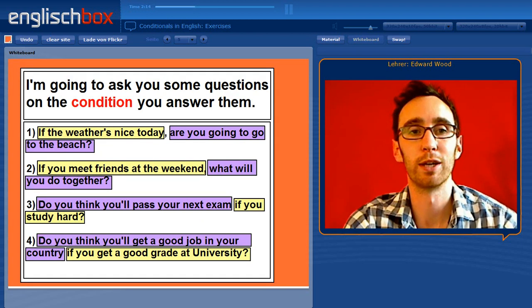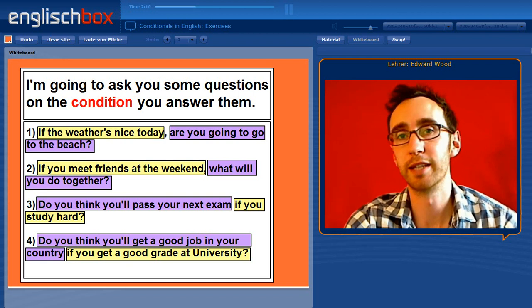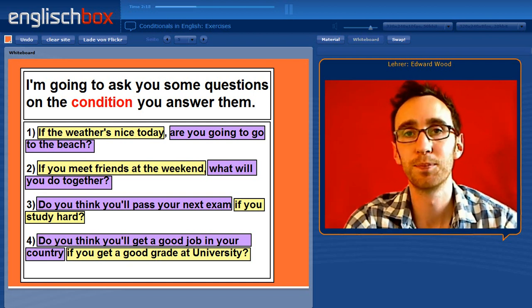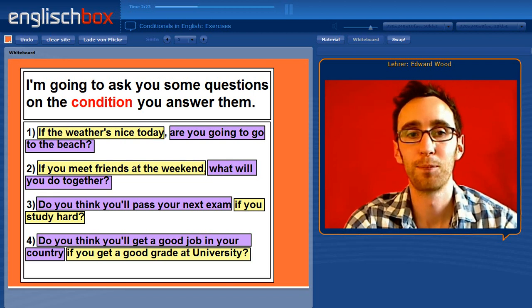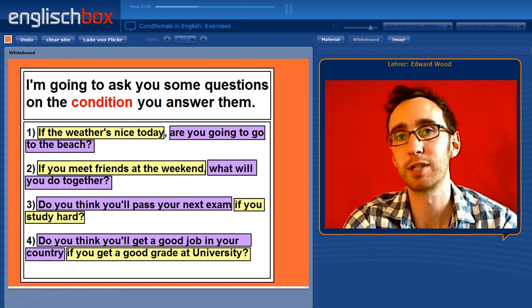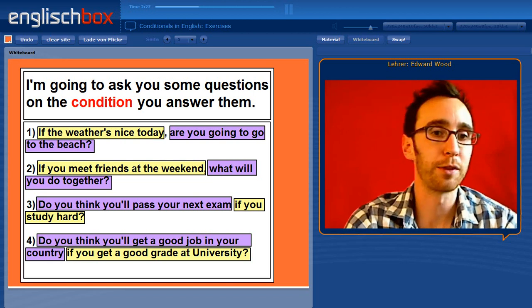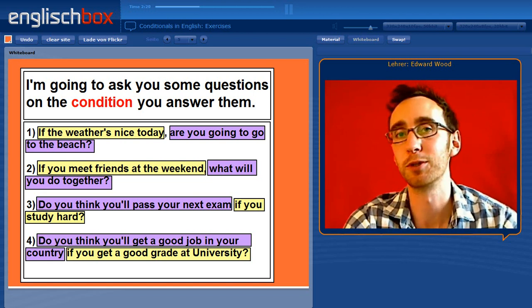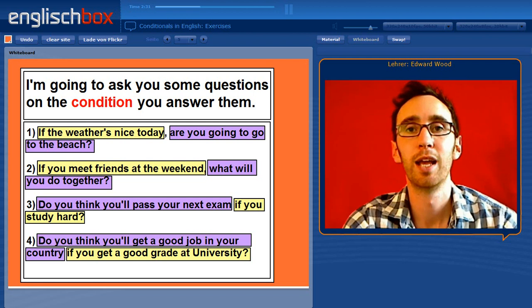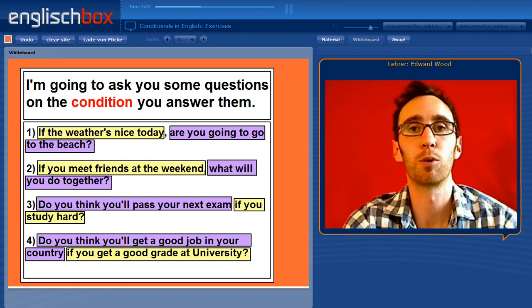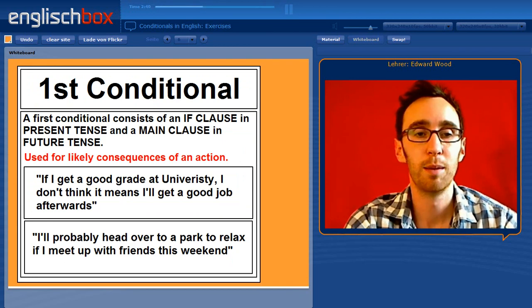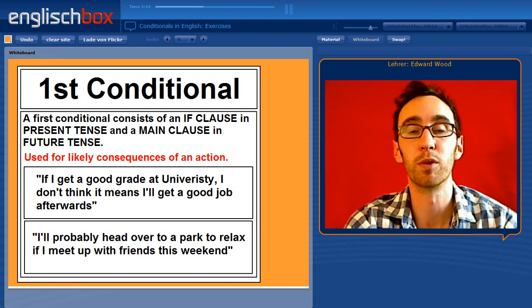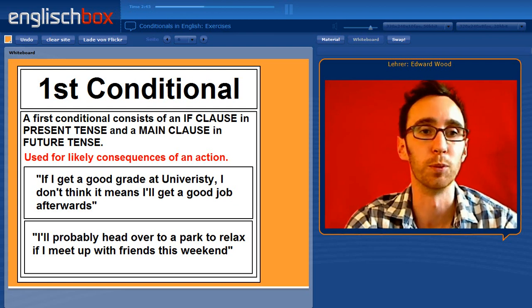Let's look at some more questions. If the weather's nice today, are you going to go to the beach? If you meet friends at the weekend, what will you do together? Do you think you'll pass your next exam if you study hard? And do you think you'll get a good job in your country if you get a good grade at university? What's the difference in the structure of these questions? Well, you may have seen that the if clause is still in the present tense, but the main clause is in the future tense with will or with going to.